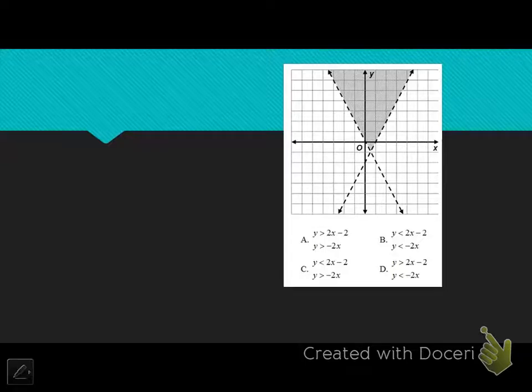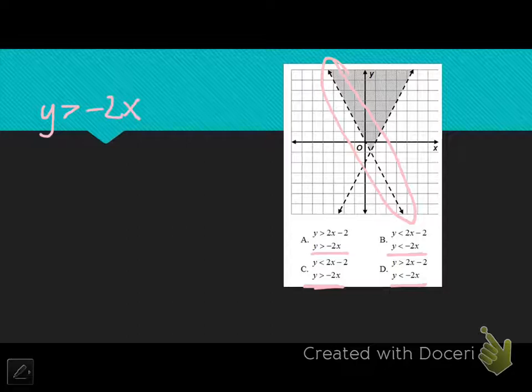Okay, so now we have to figure out which of these graphs are going to be true for the picture. So let's take a look at this line first. Okay, so we know it starts at 0, 0, so it's going to be the second equation here that we have going. Then it looks like if you plug in 1, 1, it should be true because that's where it's shaded. So let's put this in up here.